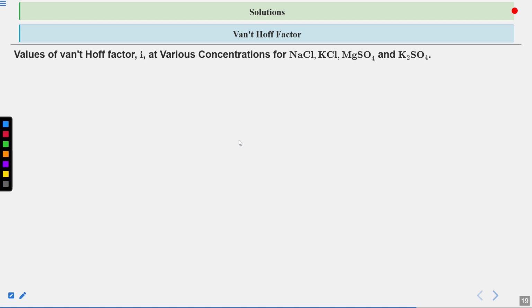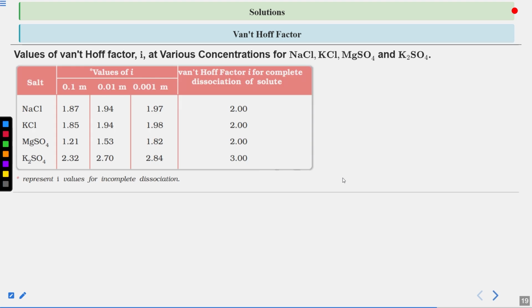Now, let's see the values of i for some ionic compounds like NaCl, KCl, MgSO4 and K2SO4. So here is a list of that. NaCl will break down into two parts. What are those parts? It will be 2.00. Why am I taking it as 2? Because NaCl dissociates into two parts.